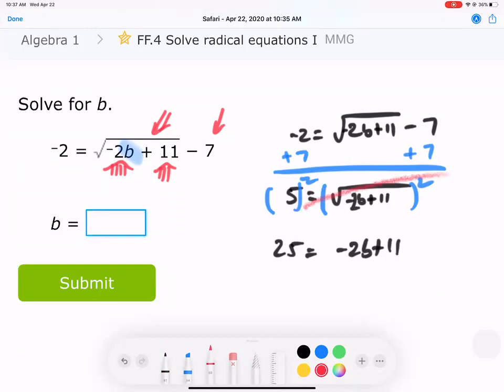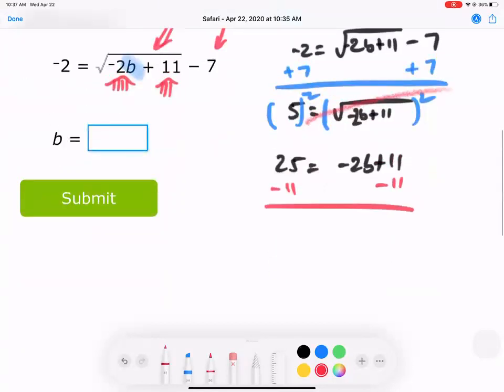Our next step, we said -2 or 11. We mentioned that we were going to get rid of the 11 first because it's farthest away. 25 minus 11 is 14. And then we're going to divide both sides by -2. B is equal to -7.